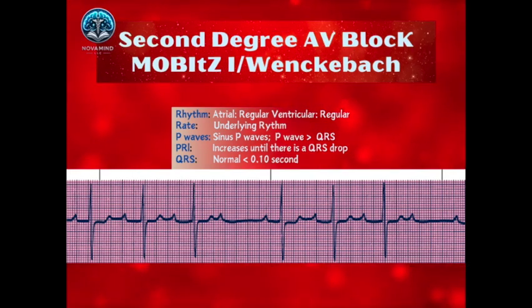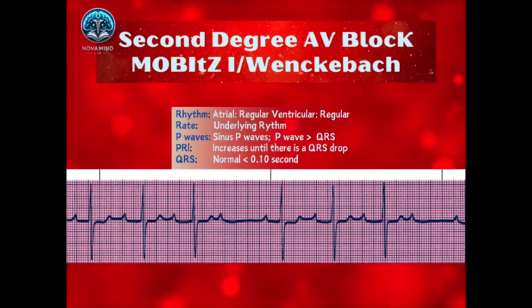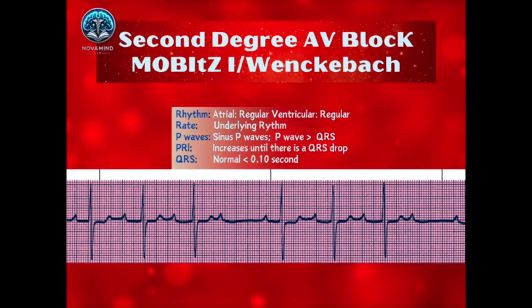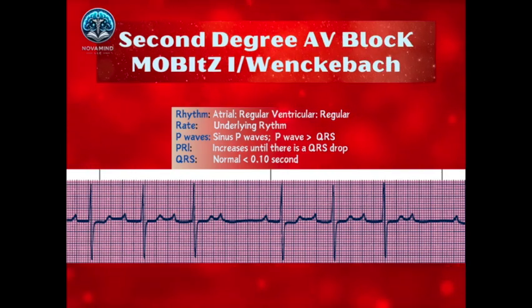Next is our P wave. The P waves are normal in shape and size, and they occur regularly. However, not every P wave is followed by a QRS complex due to the AV node blocking some impulses. Remember, all our P waves are uniform across the strip.